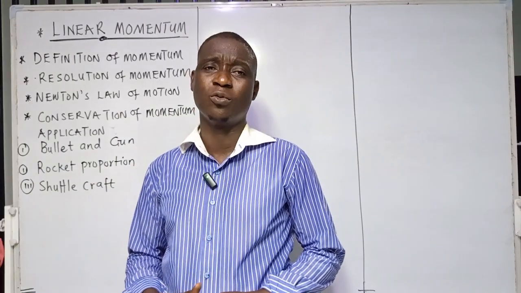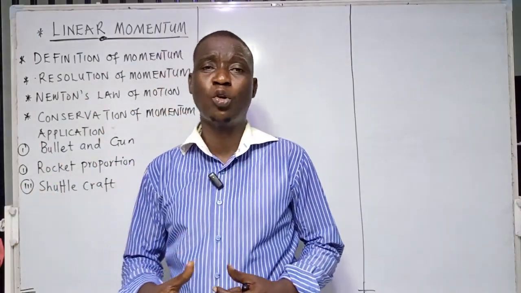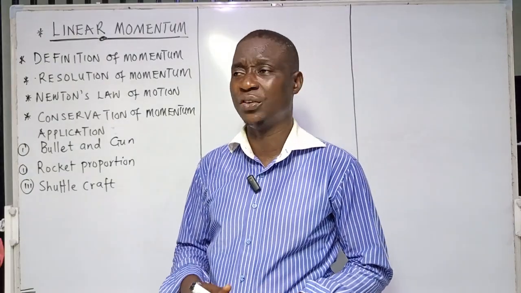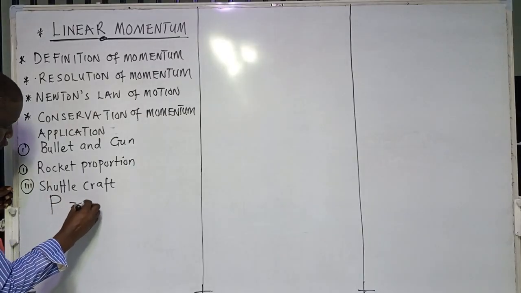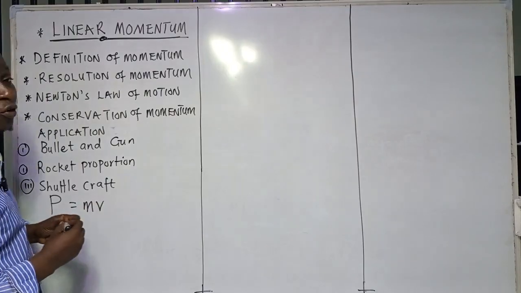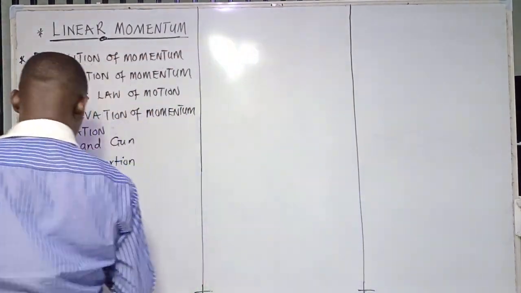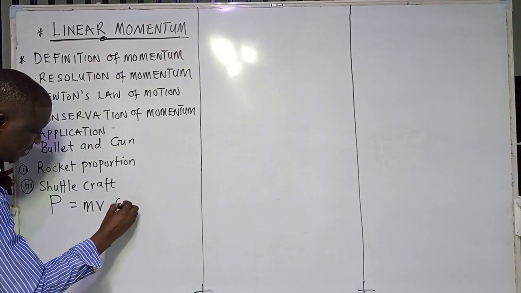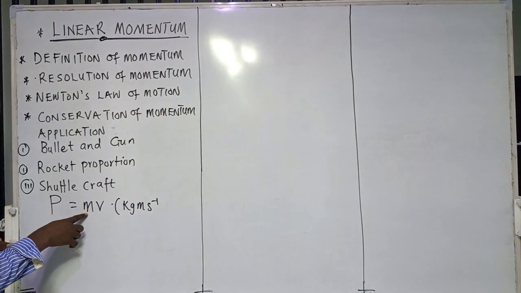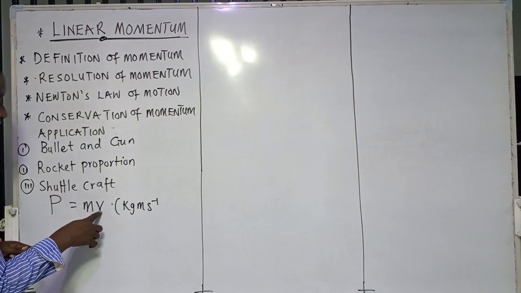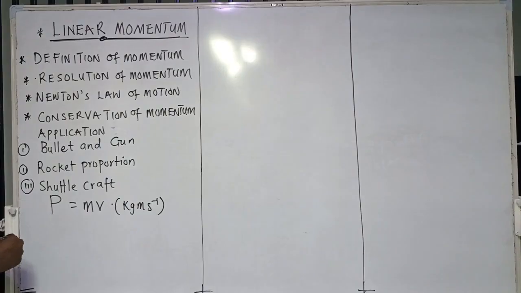Now, what is linear momentum? When we talk about the definition of momentum, momentum is a product of mass times velocity. That means P is equal to mv, the product of mass times velocity. And that means that it is measured in kilogram meter per second. Why? Because the mass is measured in kilogram and the velocity is measured in meter per second. So therefore, the unit of momentum is kilogram meter per second.